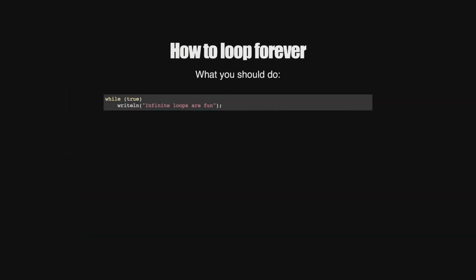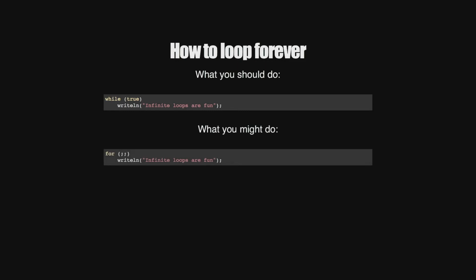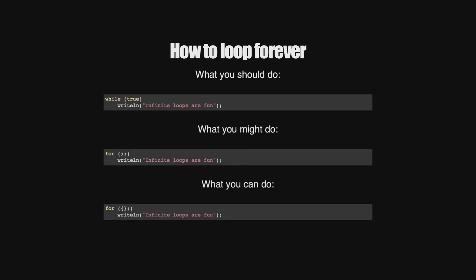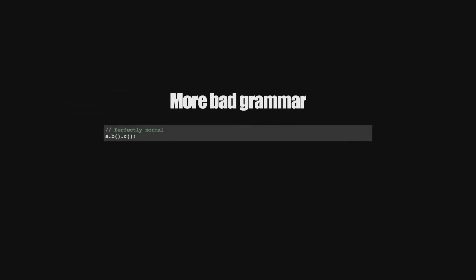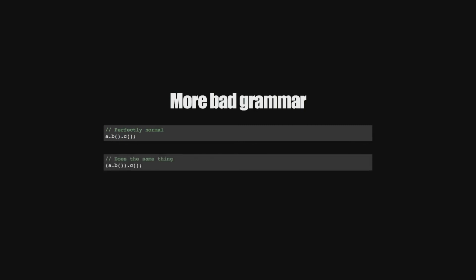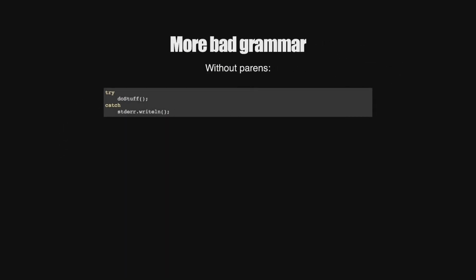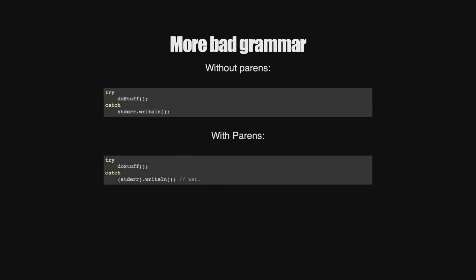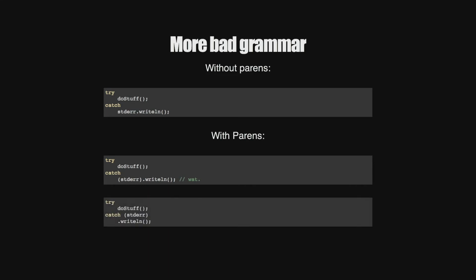So, infinite loops. Let's see, how much time do I have? Not too much. So you can do while true, you can do for with 2 semicolons, and then you can do 4 braces and then a single semicolon. This is perfectly normal. You can add parentheses, it does the same thing. You can do a try and catch. And then if you add parentheses, it does the same thing, except that it doesn't. It tries to catch standard error and call the global scoped writeln, which raises an interesting question. If you caught standard error, what would you do with it?